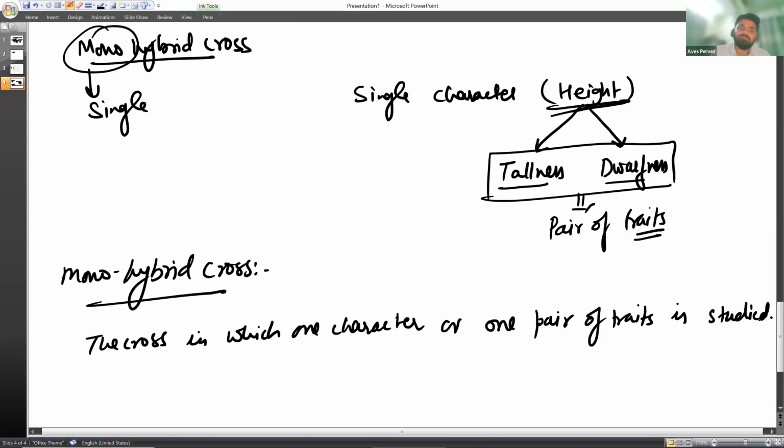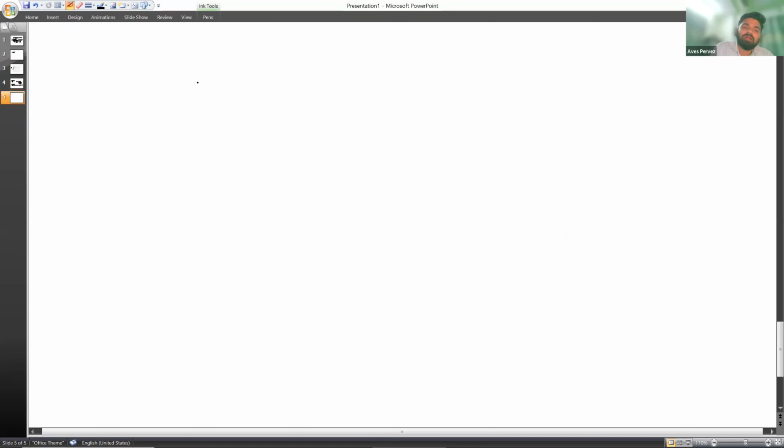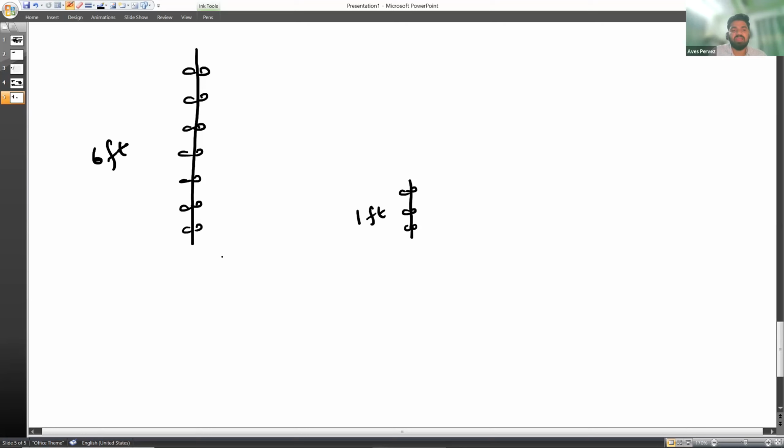Now, what he actually did, he took a homozygous tall plant. Homozygous means whose mother and father, the male and female parent, are both tall. And he took a homozygous dwarf plant whose male and female parents are both dwarf. The tall plant is approximately 6 feet, and the dwarf is approximately 1 foot. And he did the cross pollination.